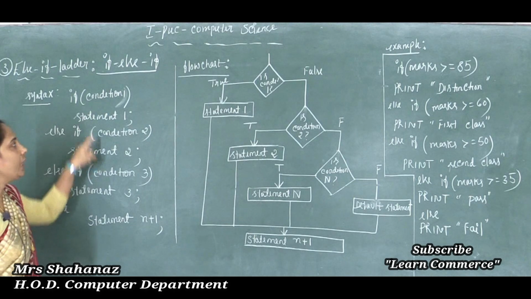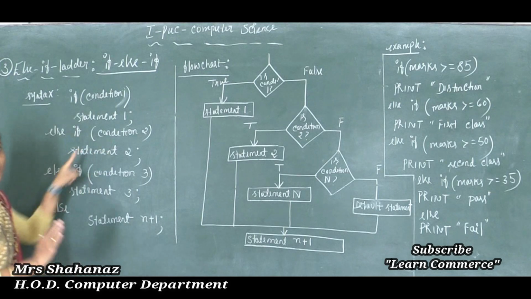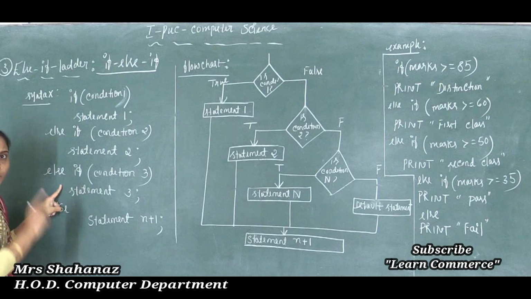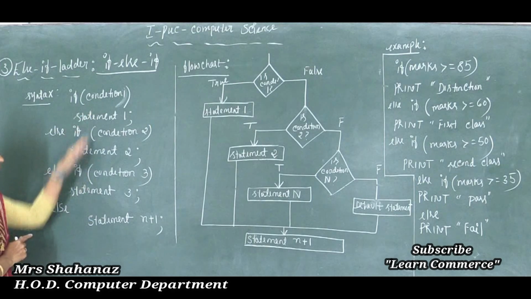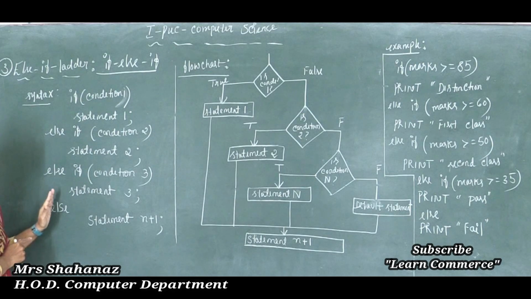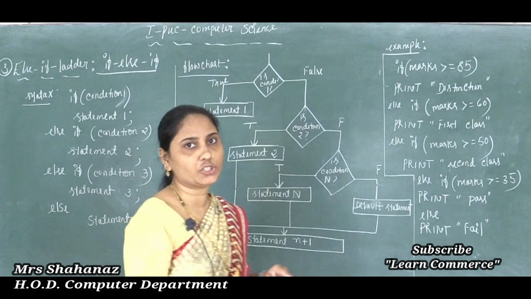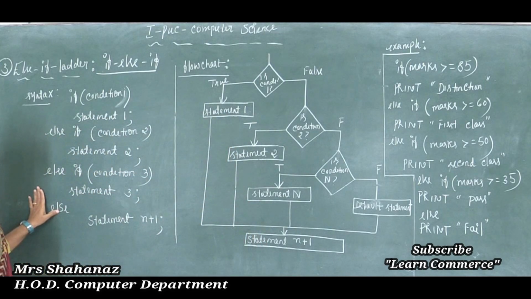Clear this point here? If the first and second conditions are not true, then I am going to select condition 3 here. If it is true, then statement 3 is going to execute. If all the conditions are not satisfied, then the last statement is going to execute here. So this is about our if else if. Okay, now let's talk about our flow chart.